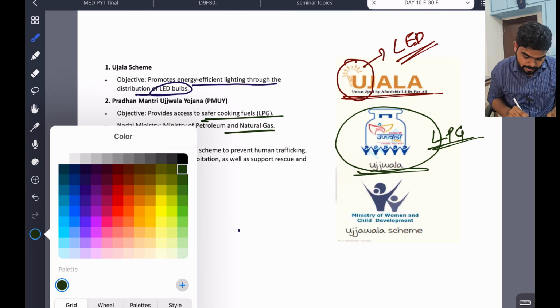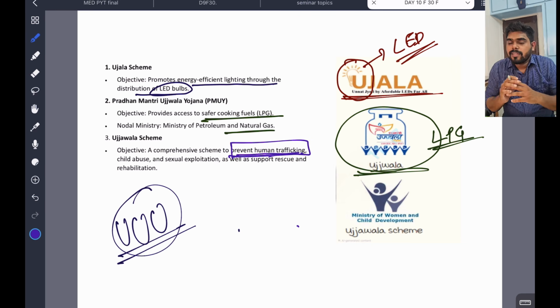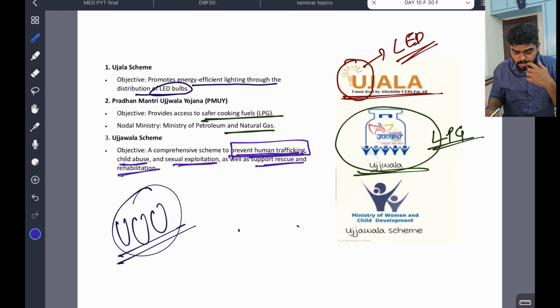Another scheme is known as Ujjavala. It is a scheme to prevent human trafficking, especially of women. In India, thousands of people go missing every day. It aims to prevent human trafficking, child abuse, and sexual exploitation, as well as support rescue and rehabilitation. You can see it is under the Ministry of Women and Child Development. This is also very important.